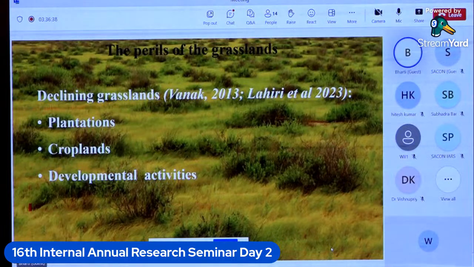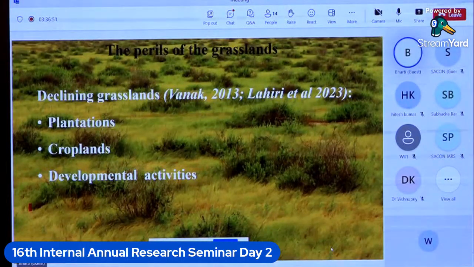But the peril is that they are declining at an alarming rate. The grasslands occurring outside the protected area are falling prey to a lot of conversion activities and various developmental activities. A similar situation is also witnessed in southern India.